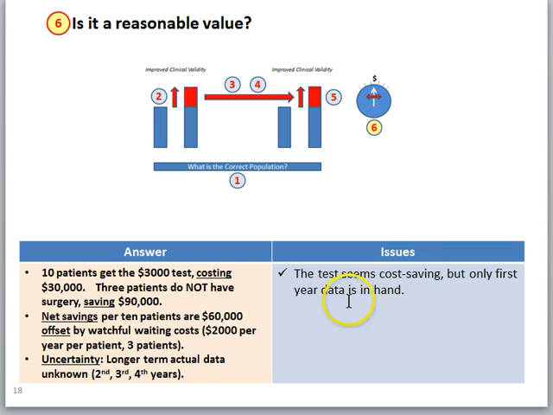And of course, what's the uncertainty? We have only 6 or 12 months of actual data. What happens in the second, third, and fourth years is unknown. So we conclude the test seems cost-saving, but only first-year data is in hand.